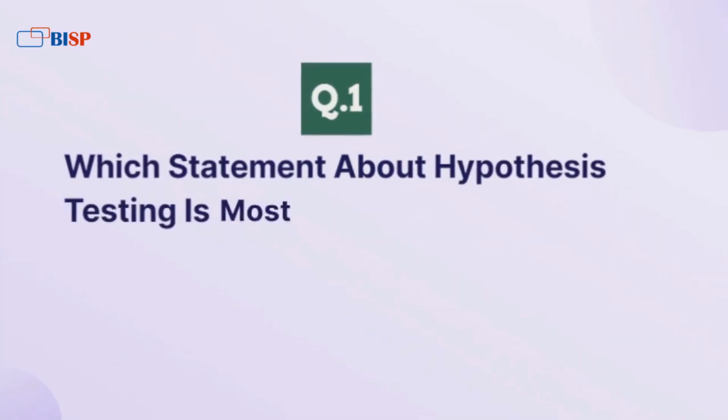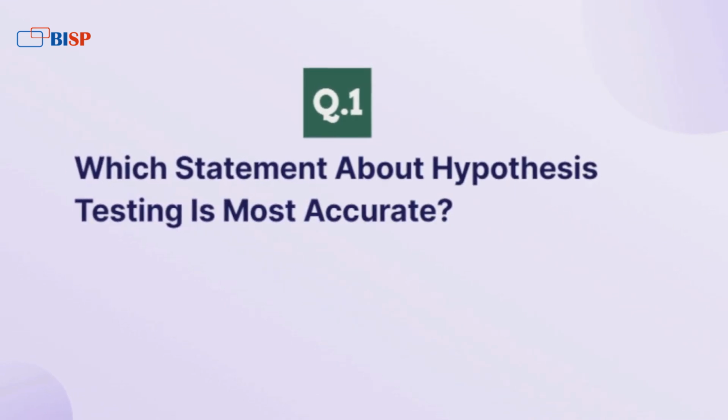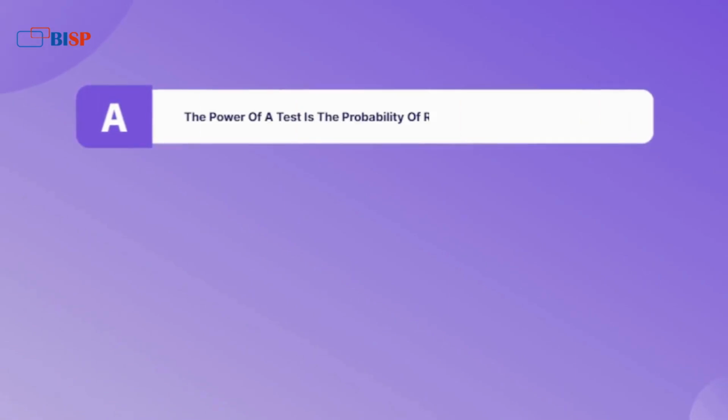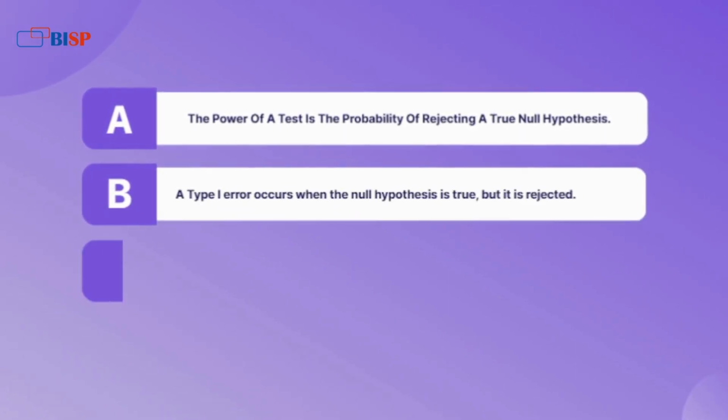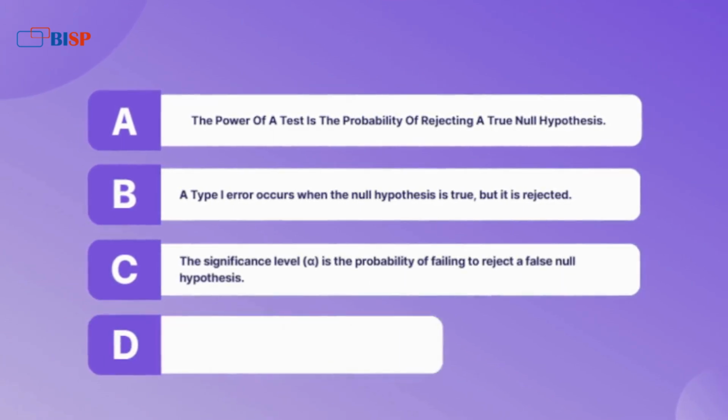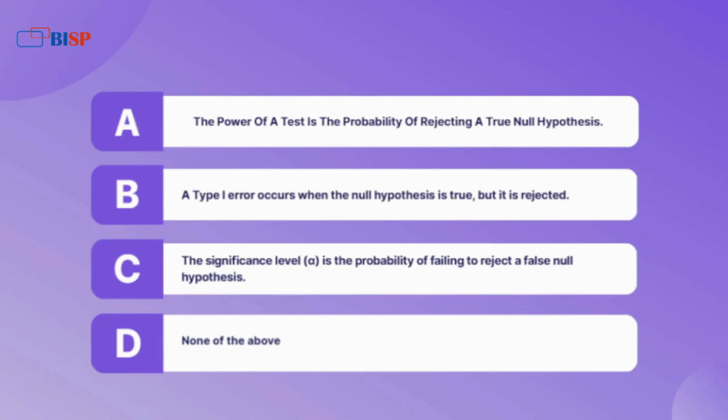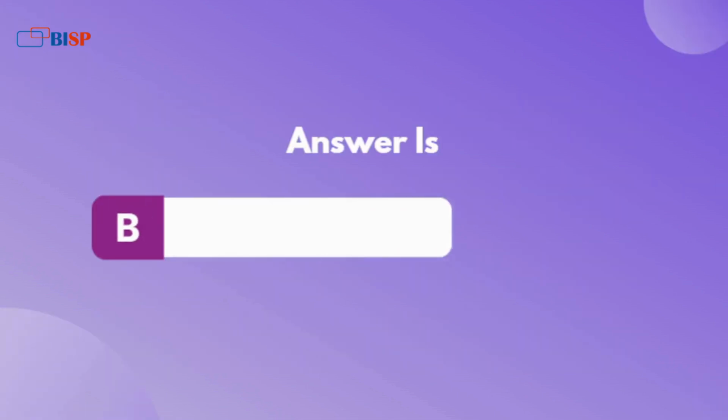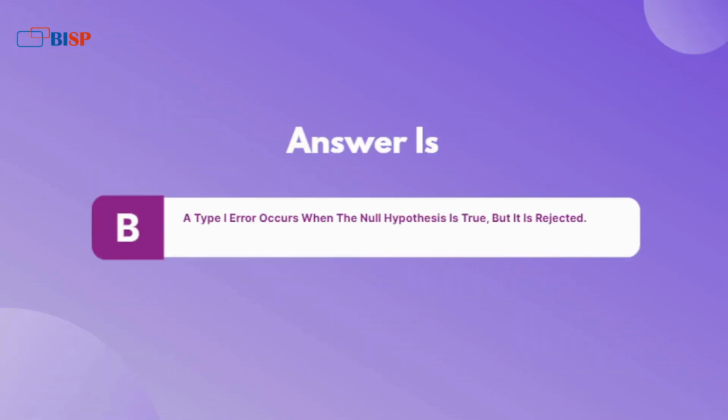Which statement about hypothesis testing is most accurate? A. The power of a test is the probability of rejecting a true null hypothesis. B. A type 1 error occurs when the null hypothesis is true, but it is rejected. C. The significance level, alpha, is the probability of failing to reject a false null hypothesis. D. None of the above. Answer is B. A type 1 error occurs when the null hypothesis is true, but it is rejected.